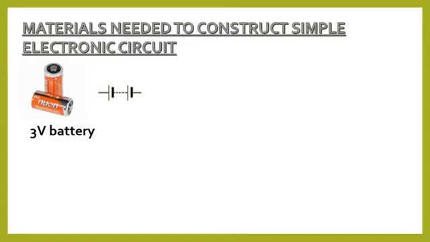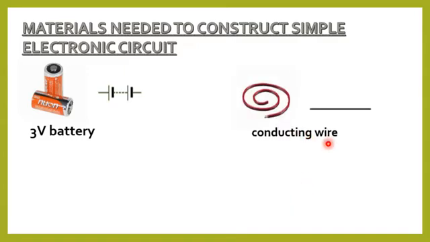So what is the next material we need? We need a conducting wire. So you can see on your left the actual diagram for the conducting wire. And then we also have the wire as the circuit symbol. Good.